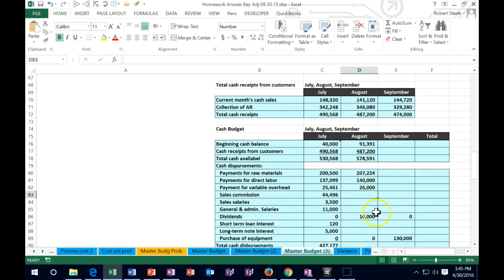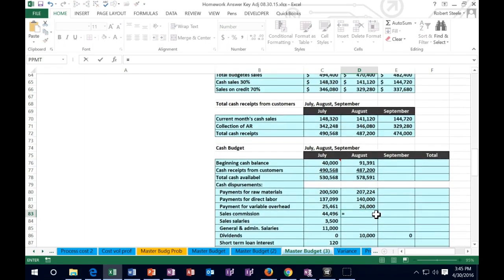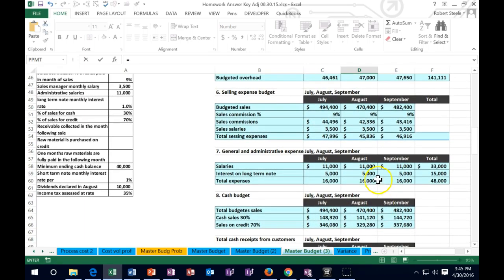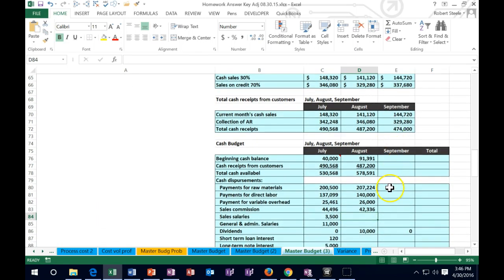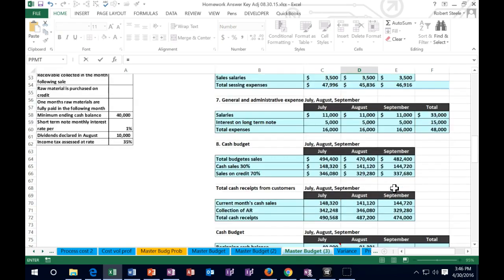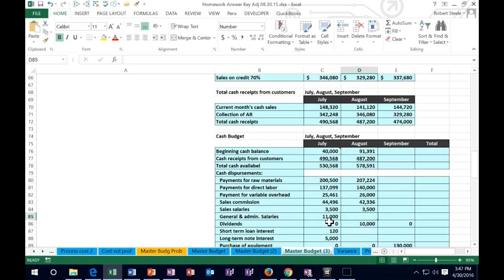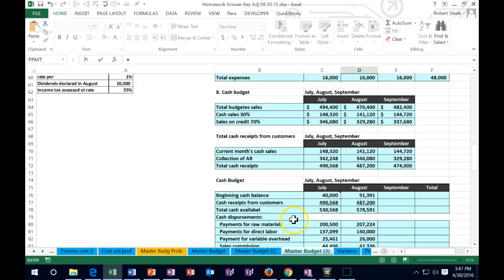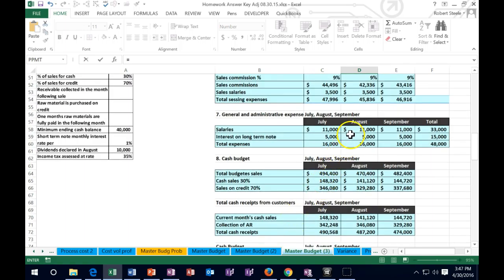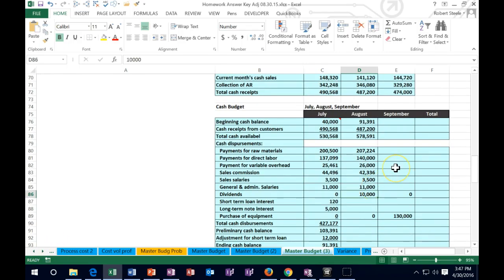And now we're looking for the sales commission. So we're going to say equals, because we calculated that up top. We're going to scroll up to the selling and admin. We're looking for the sales commission here, the 42,336, and enter. And then we have the sales salaries. So we're going to say that equals and scroll up to the sales salary of the 3,005 and enter. Then we are at the general and admin. We're going to select that equals and scroll up to the general and admin, which is this 11 here, and enter.